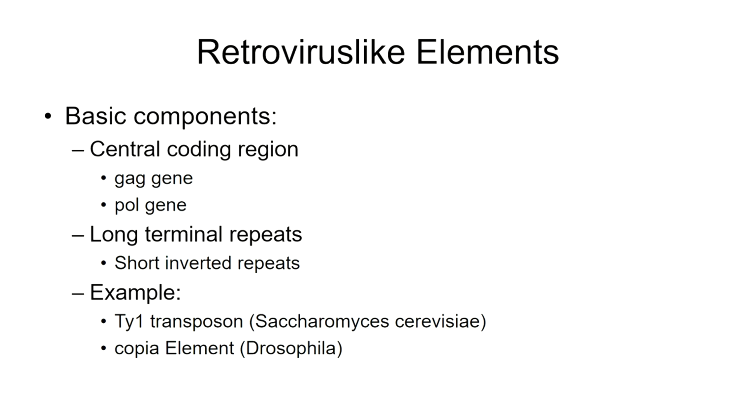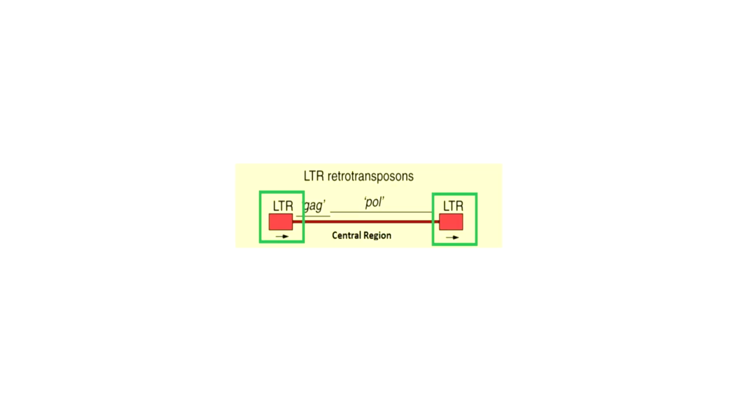Now let's talk about the first category of retrotransposons, which is the retrovirus-like elements. Retrovirus-like elements are widespread in the eukaryotic kingdoms and are found in yeast, plants and animals. The basic structure of retrovirus-like elements contains a central coding region flanked by long terminal repeats, or LTRs, which are oriented in the same direction. Each LTR is in turn usually bounded by short inverted repeats. Because of the presence of LTRs, the retrovirus-like elements are also known as LTR retrotransposons.